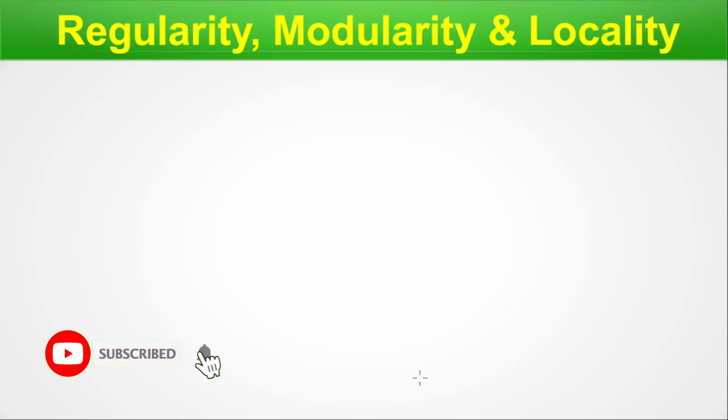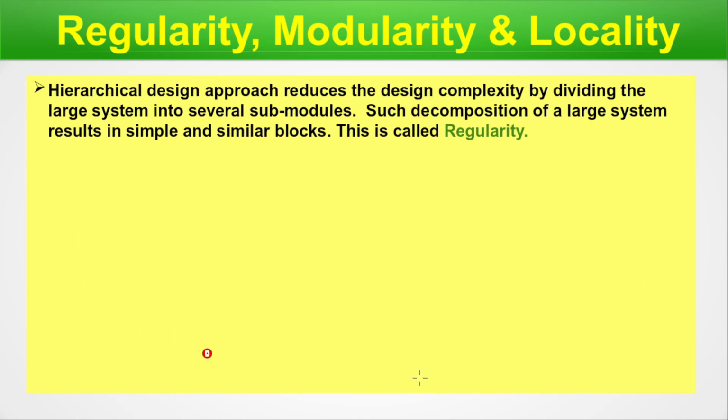So next, regularity, modularity and locality. Hierarchical design approach reduces the design complexity by dividing the large system into several submodules. Such decomposition of a large system results in simple and similar blocks. This is called regularity. If the whole design can be designed with similar blocks, then mass process becomes very easy. And when a chip is designed in mass process, its expense of fabrication or designing becomes less. So regularity is really helpful not only to reduce the design complexity but also in terms of money.